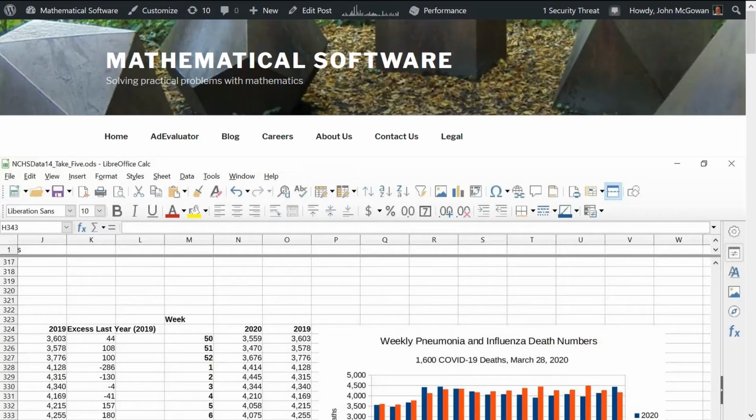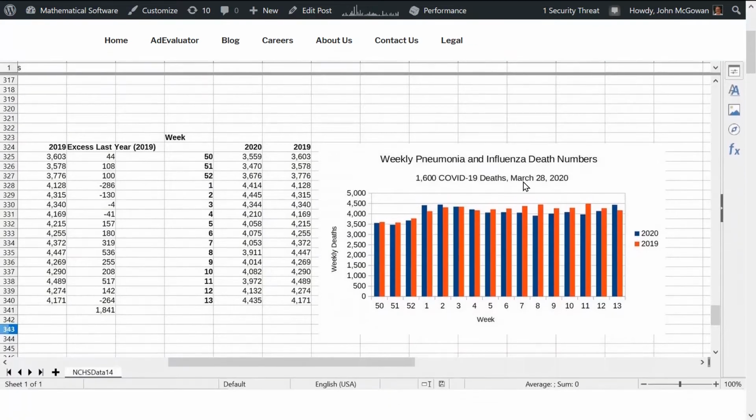This is a correction to a plot and some numbers in some of my earlier videos and articles on the weekly pneumonia and influenza death numbers. So these are numbers put out by the Centers for Disease Control, supposedly derived from the National Center for Health Statistics, the number of people who die from pneumonia and influenza each week. And so this is the corrected plot here.